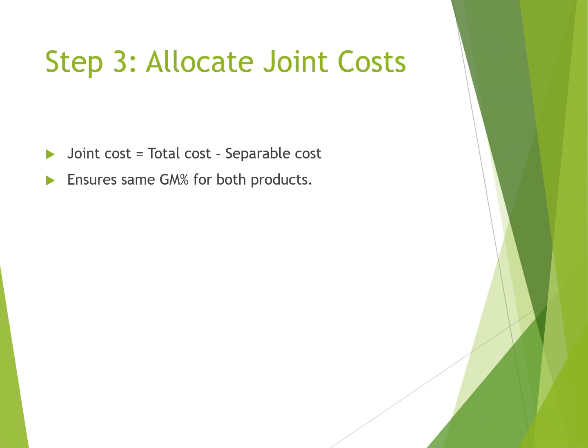Step 3. We now subtract the separable costs from the total allowable cost to determine how much joint cost each product should absorb. This step gives us the final joint cost allocation. When we add both allocated amounts, they will match the original joint cost of $15,000.